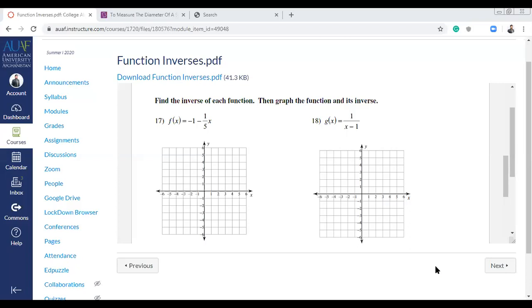This one, Firdaus. So, Firdaus, actually, these are just drawing graph.